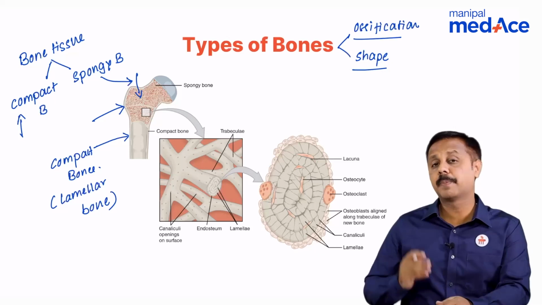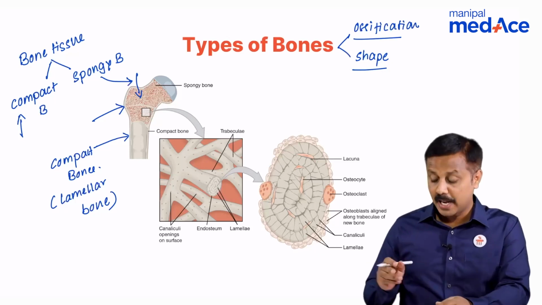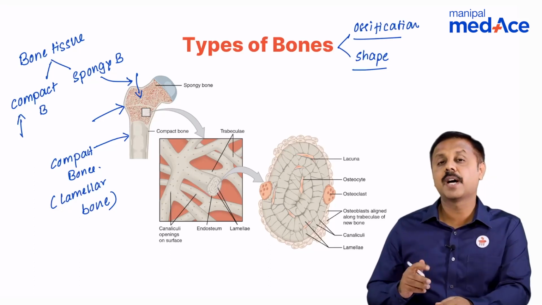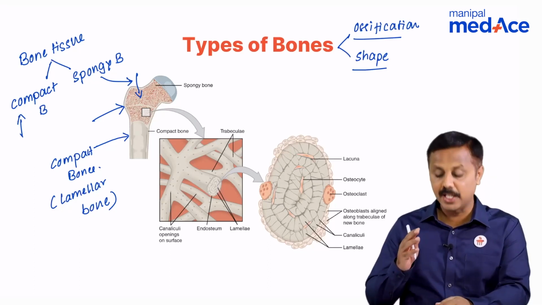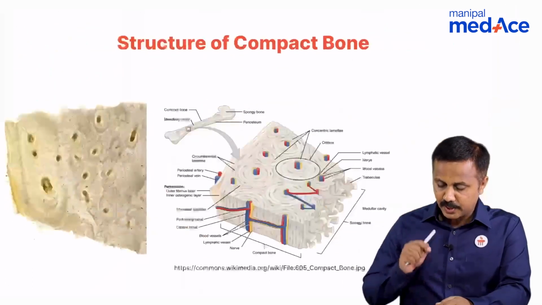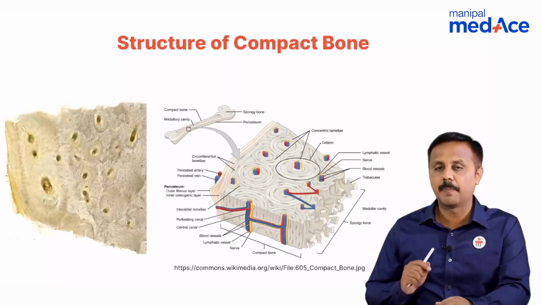Right? So remember, bones can be classified in multiple ways, and we will be discussing that separately in general anatomy modules, whereas bone tissue has two important components. One is the compact bone and the other one is the spongy bone. Let's try to understand the structure of compact bone.